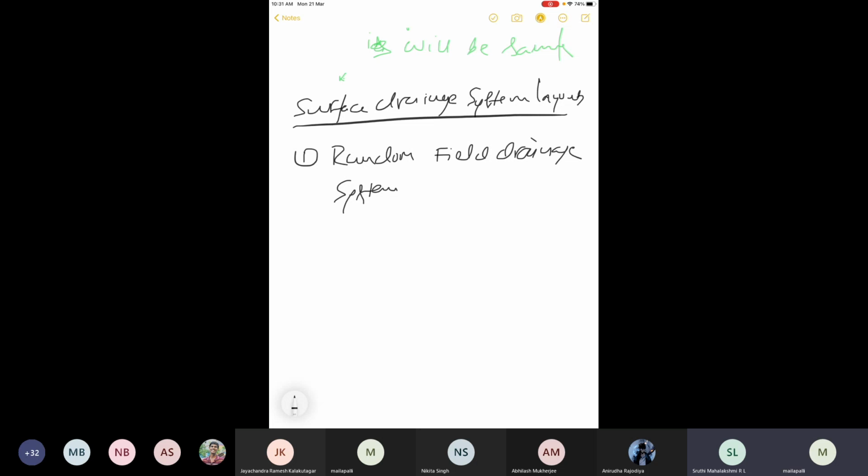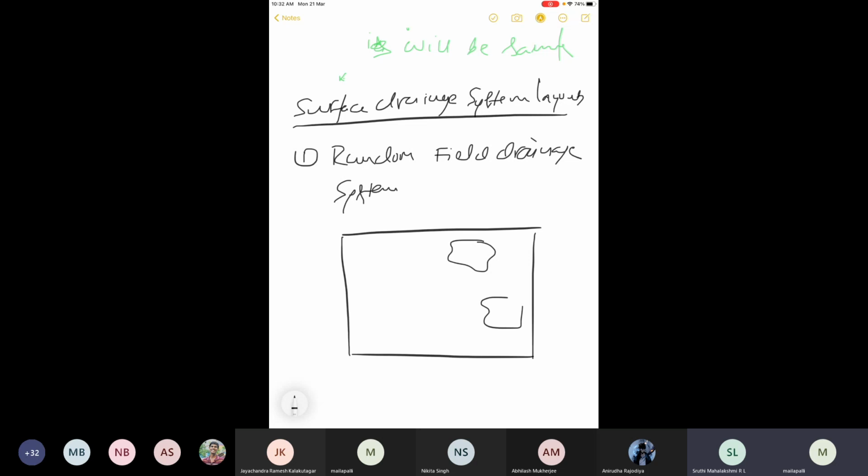So in case of a random field drainage system, suppose this is the field and you found some wet spots, here a wet spot and here a wet spot. So these are all wet spots. In that case, in random field drainage, you're going to use field channels to connect them based on the slope, so you connect 1 to 2, 3 to 4, based on the slope.